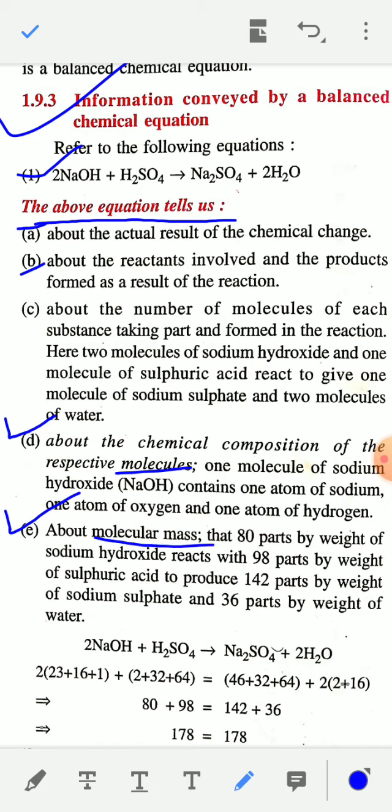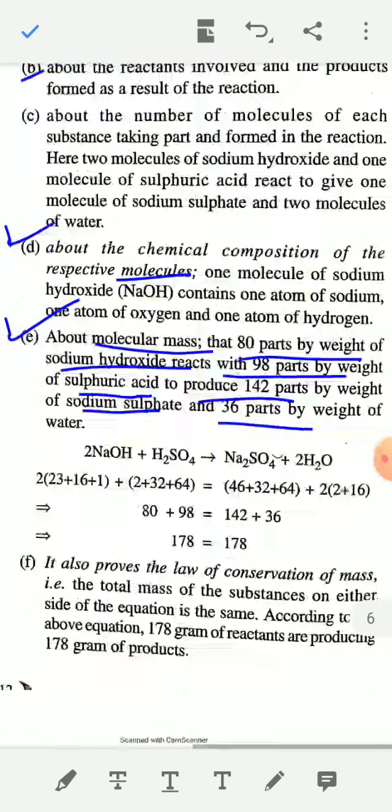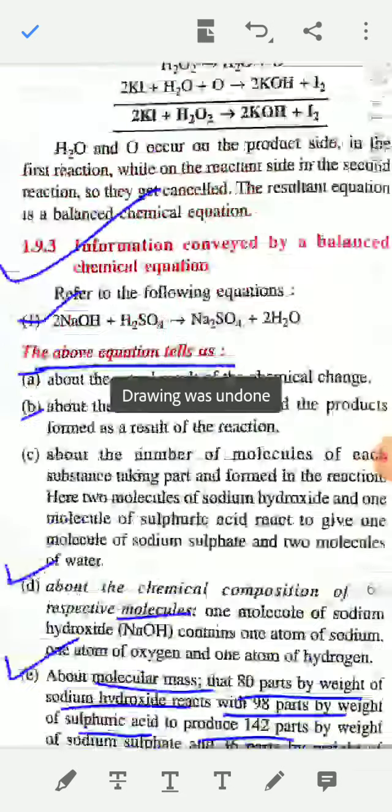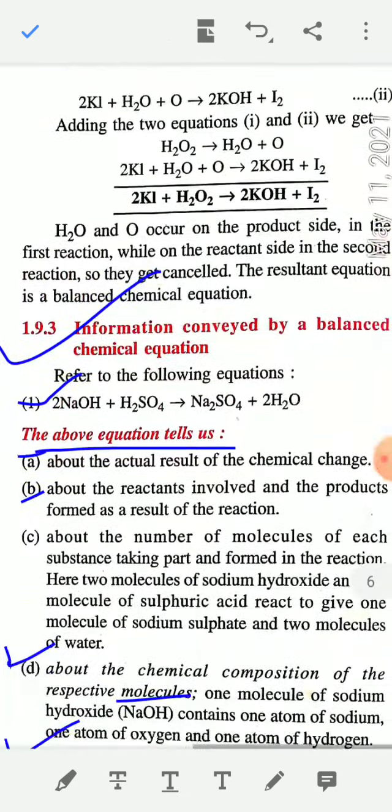For example, in this reaction, 80 parts by weight of sodium hydroxide react with 98 parts by weight of sulfuric acid to produce 142 parts by weight of sodium sulfate and 36 parts by weight of water. Okay, and it also proves the law of conservation of mass, that is, the total mass of the substances on either side of the equation is the same. So this is the information conveyed by a balanced chemical equation.